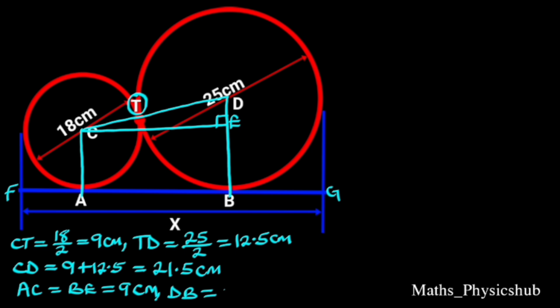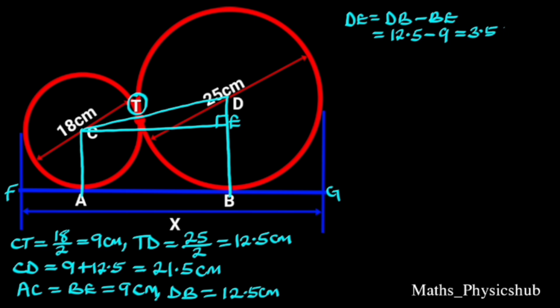DB equals 12.5 centimeters, which is radius of the big circle. But DE equals DB minus BE, that is, 12.5 minus 9, which is 3.5 centimeters. Since triangle CDE is a right-angled triangle, we are going to use Pythagoras rule to find CE.